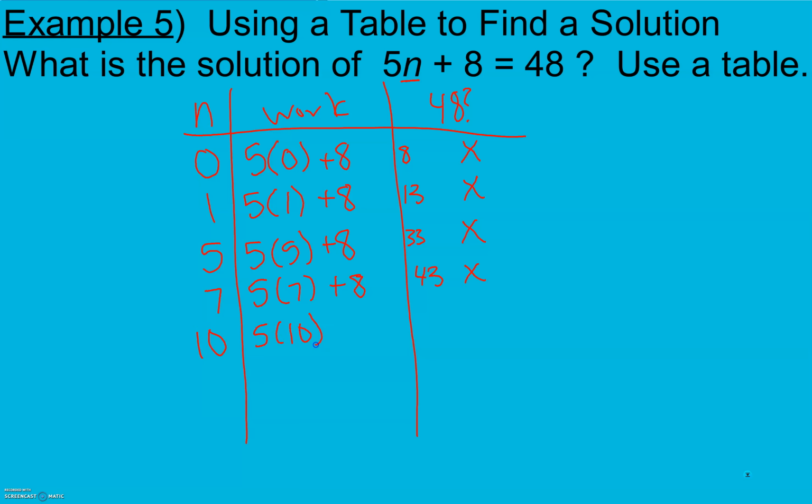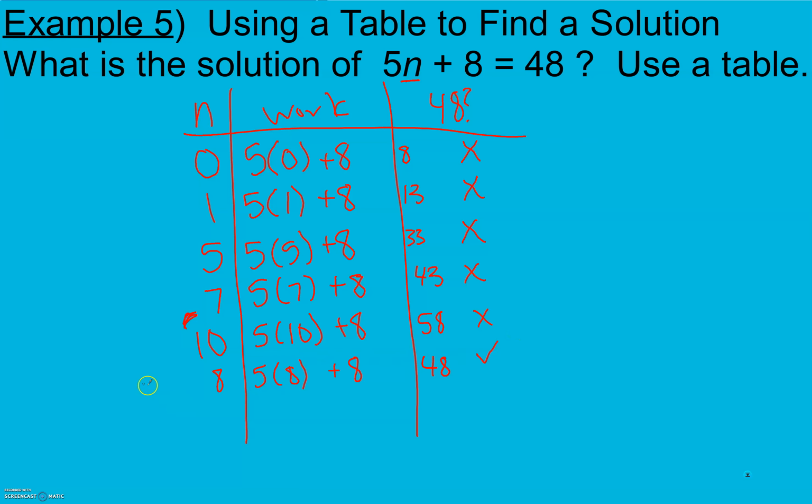5 times 10 plus 8 is 50, plus 8, 58. I'm not at 48 yet, but I also know I went too far. I only want 48, and now I'm at 58. So I know it's got to be somewhere in between here. So I'm going to go back to 8, let's say. 5 times 8 plus 8. 5 times 8 is 40, plus 8 gives me 48. Does that match? You bet.